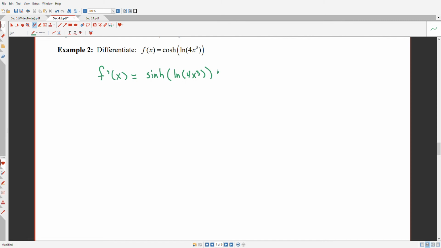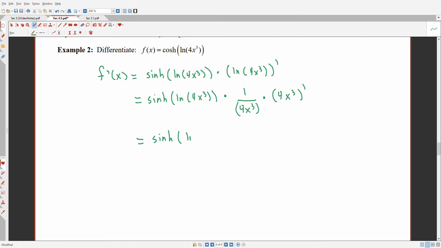Times the derivative of natural log of 4x cubed. And so we're going to have to differentiate that guy. So I still have my sinh of natural log of 4x cubed times, and the derivative of natural log is 1 over. And now my last chain rule, the innermost function gets a derivative. I've got to do a derivative of 4x cubed. So when that's all said and done, I get this expression times 1 over 4x cubed times 12x squared.